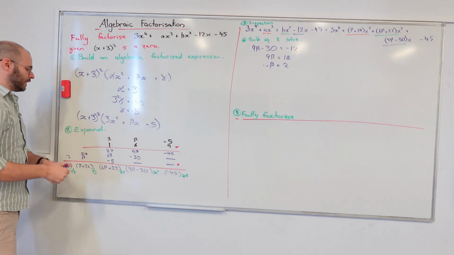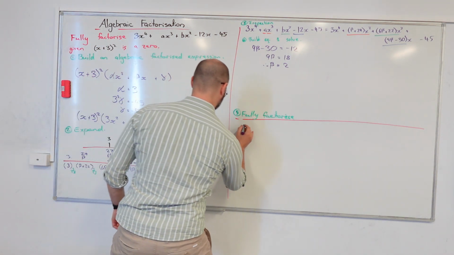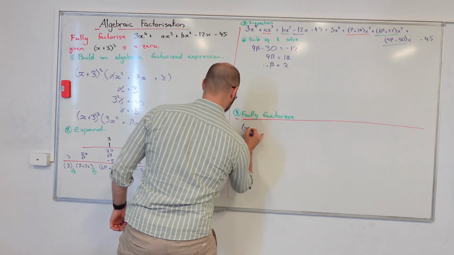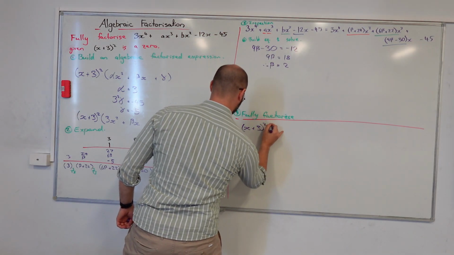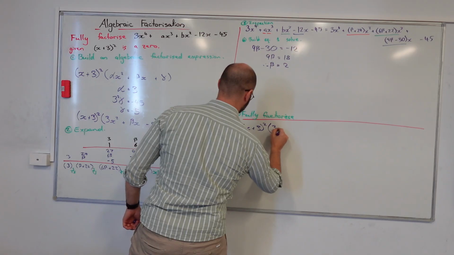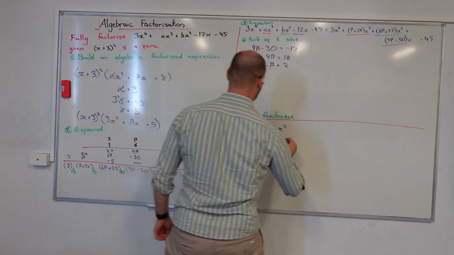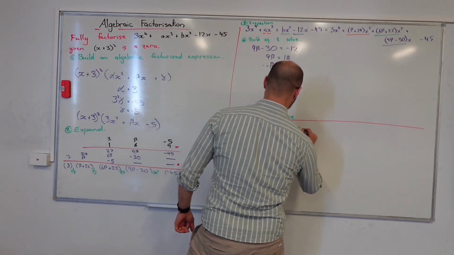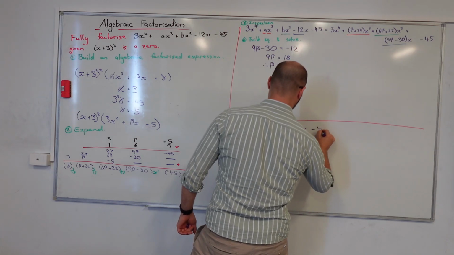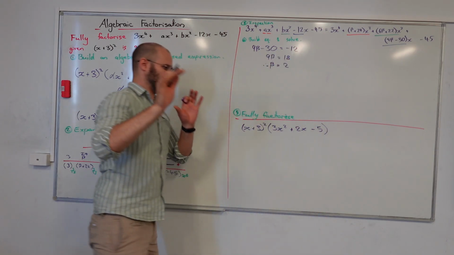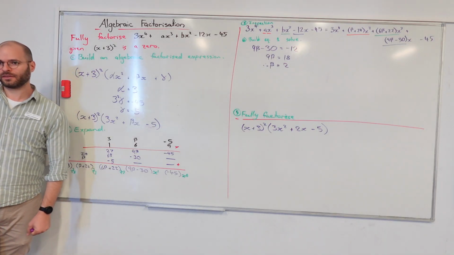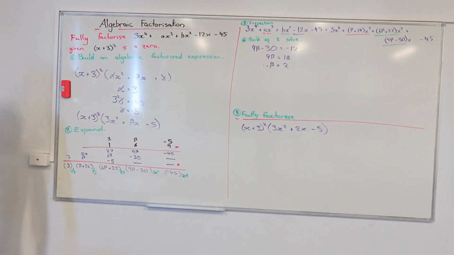We know the value of beta. So, we're going to get 3x squared plus 2x, take 5. Now, we've got 3 different things we could do here. Or 2 actually.